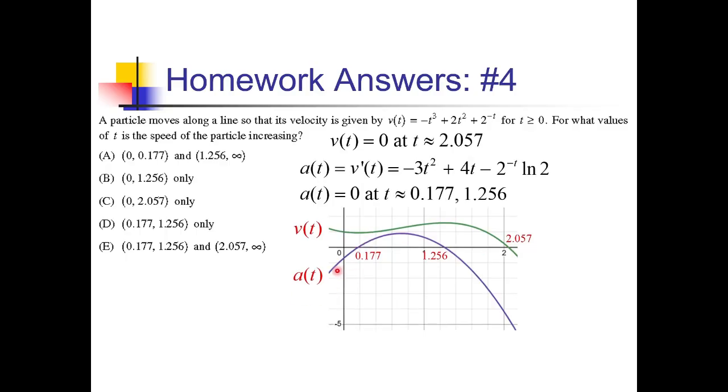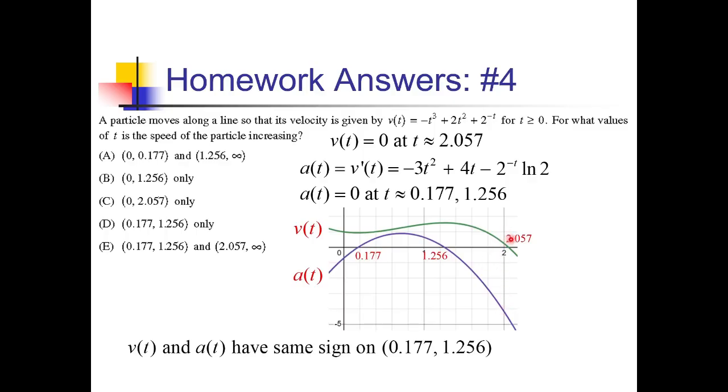So taking a look here, when we first start at 0, a of t is negative and v of t is positive, so that doesn't count. Once we get to 0.177, they are both positive for a while, and then a of t ruins it by going negative again at 1.256. So at the very least, they have the same sign on the interval from 0.177 to 1.256.